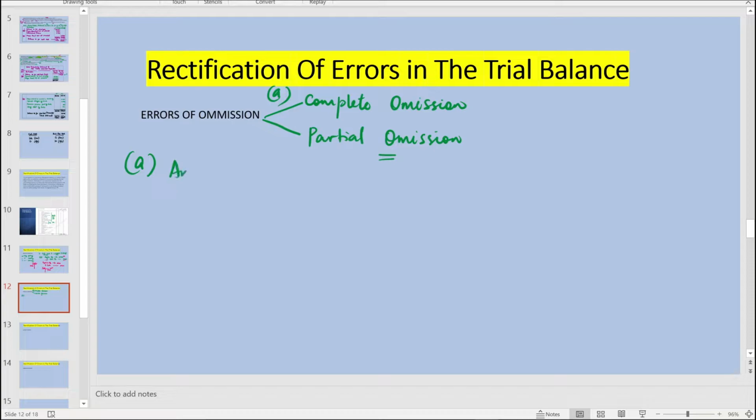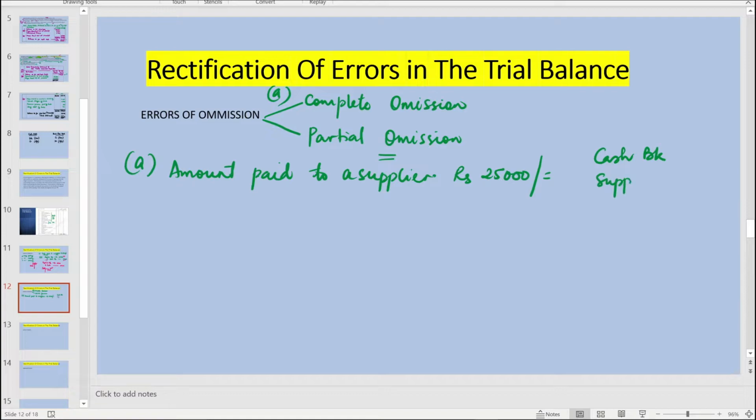Let's say amount paid to a supplier, the same thing I can take, rupees 25,000. This complete amount has not been entered in the cash book as well as the supplier's account. So the whole thing has been missed. That means it's not affecting your cash book as well as your supplier account. So your trial balance will tally, but there will be a difference of 25,000.